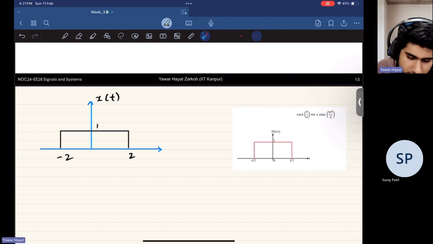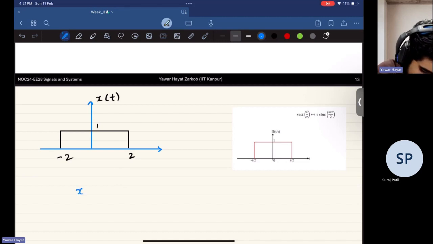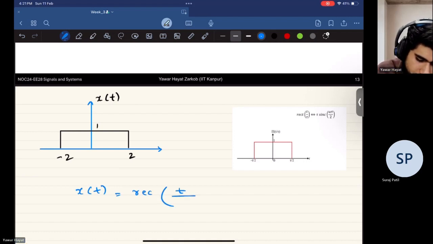So what is tau? Compare this and this and tell me what I should write. x of t as rect of t over... what is tau? 2. Yeah, should it be 2? It's t divided by 2. Yeah, t divided by 2.